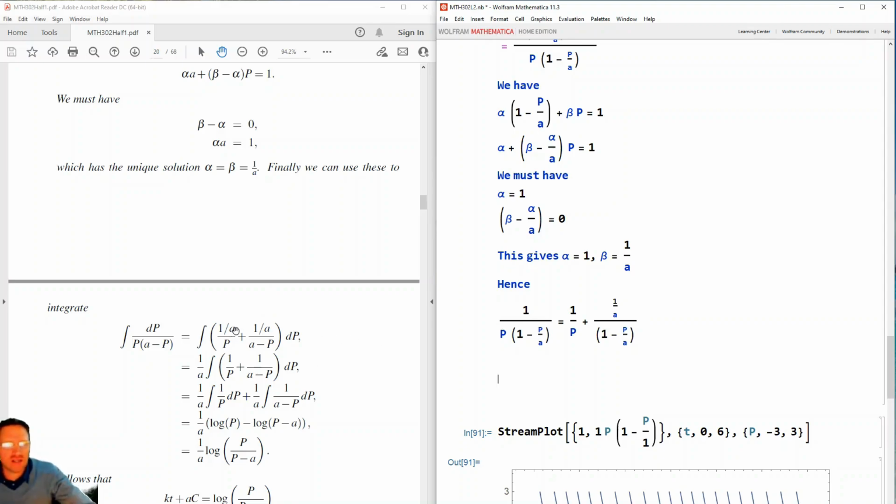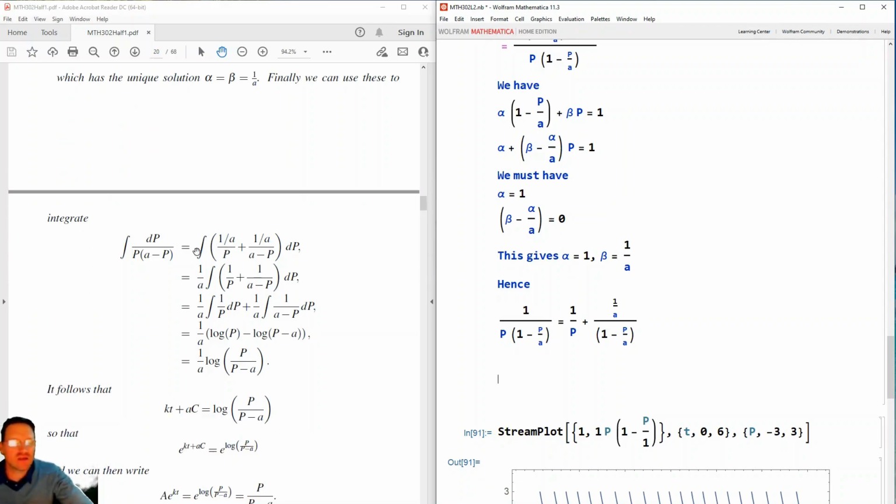So essentially now we've separated this. We've got the sum of these two. And now we can pull out the 1 on a and integrate both of those. Now the integral of 1 on p is just log of p, and the integral of 1 over a minus p is minus the integral of 1 over p minus a. And so we just have minus log of p minus a for that part. Now a log rule says that the difference of the logs is the logarithm of the quotient.